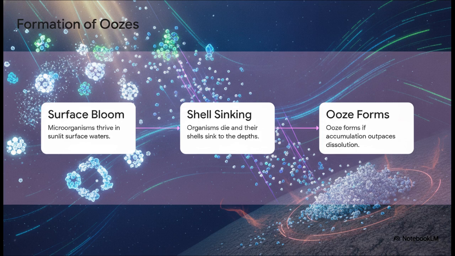The life cycle that builds an ooze is pretty straightforward, but it happens on a massive scale. First, a huge biomass of these shell-producing microorganisms blooms up in the sunlit surface waters, areas of really high productivity. When they die, their shells sink. Finally, an ooze forms on the seafloor. But here's the kicker. It only forms if the shells rain down faster than the ocean water can dissolve them. It's kind of like snow accumulating on a slightly warm sidewalk. It only piles up if it falls fast enough.